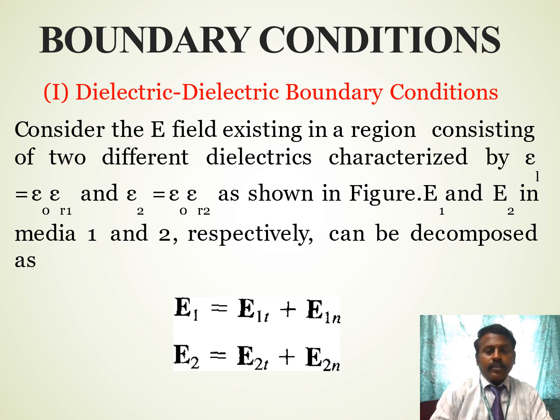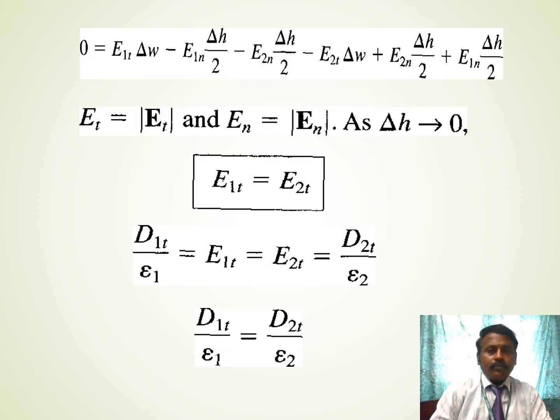I can write the electric field intensity for medium 1 as E1 equals E1t plus E1n, where t represents tangential and n represents normal. Similarly for medium 2, E2 equals E2t plus E2n. So in the representation, 0 equals E1t del W minus E1n del h by 2 minus E2n del h by 2 minus E2t del W.